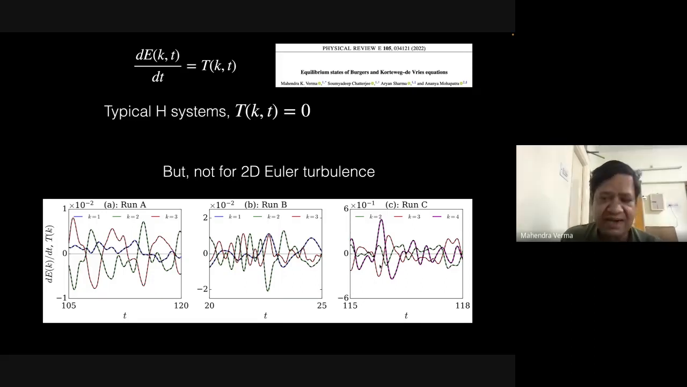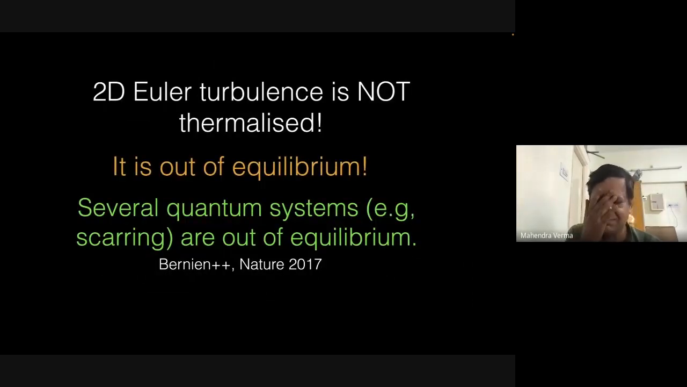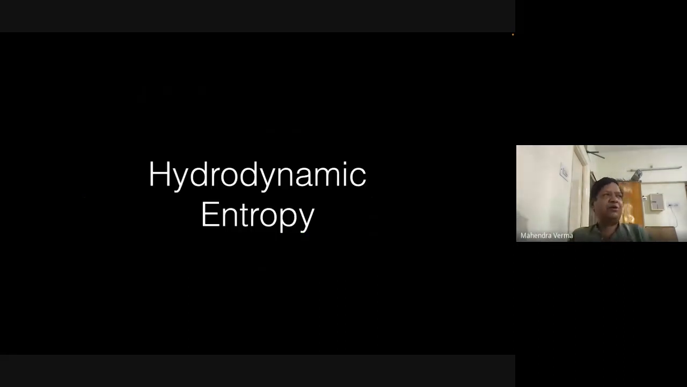So this is not the standard statistical physics system. It is non-standard, and this system is not thermalized. It's out of equilibrium, and that's what we argue. Now, I wanted to say something about order. So we phrased a new thing called hydrodynamic entropy. Some people have written about this, but I think we are trying to explain this intuitively as well.